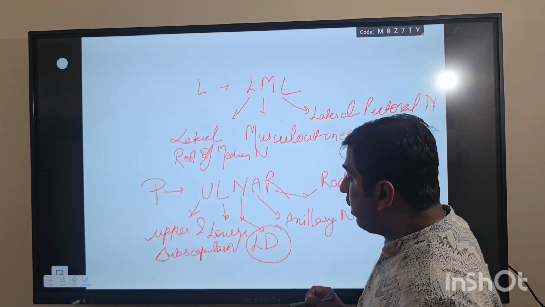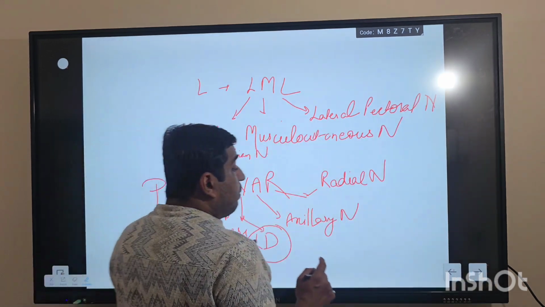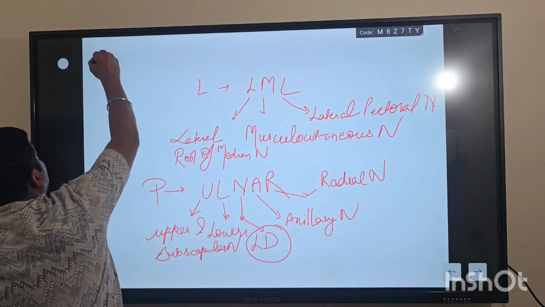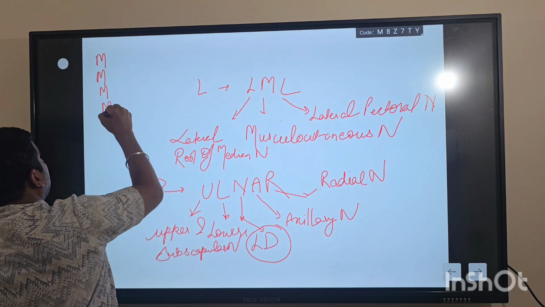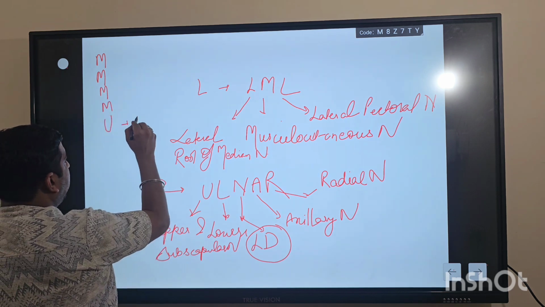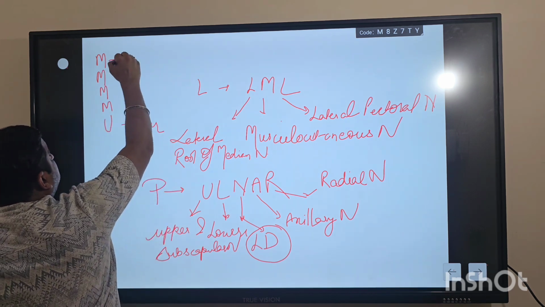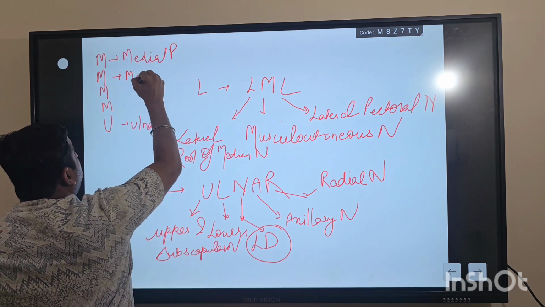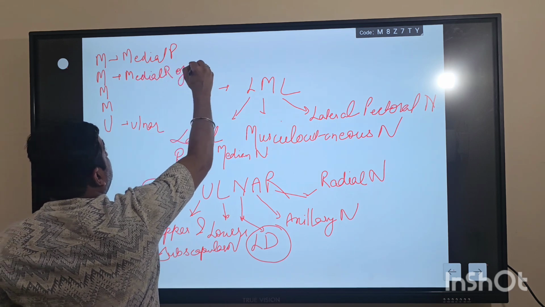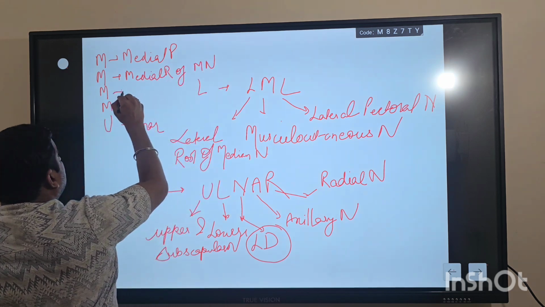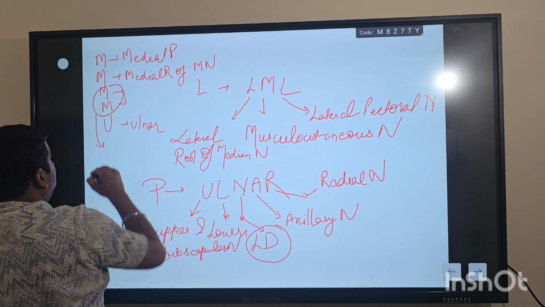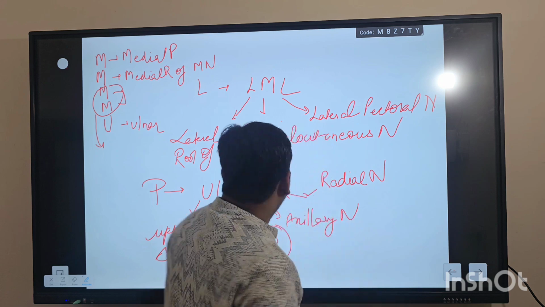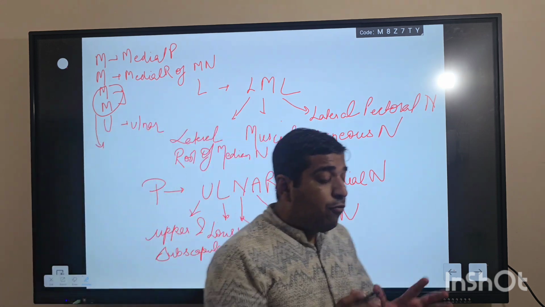We have a mnemonic for the medial cord also, and that is M for U. M for U means four times M and the last U. So it is ulnar. First is medial pectoral, medial root of median nerve. These are the cutaneous nerves, the medial cutaneous nerve of arm and the medial cutaneous nerve of forearm. So we have the mnemonic for M for U.